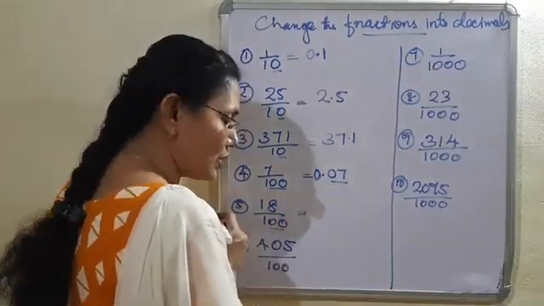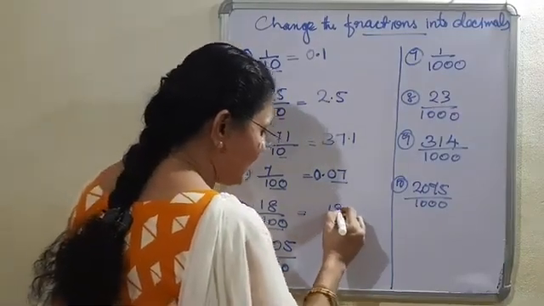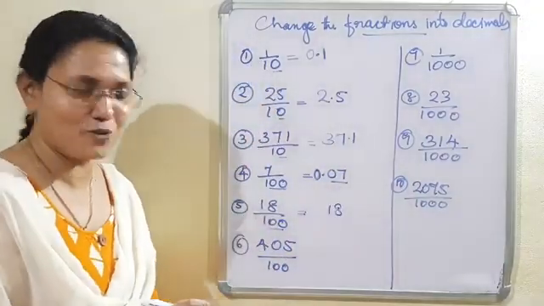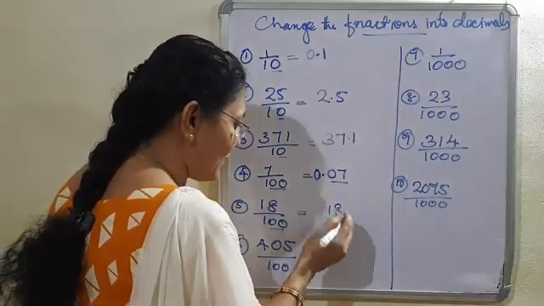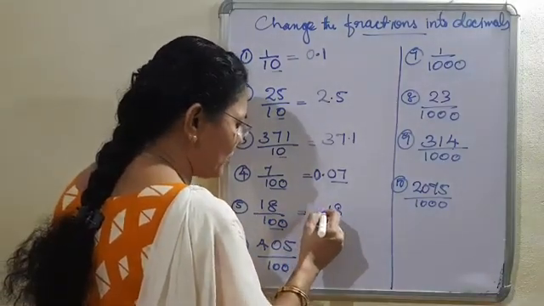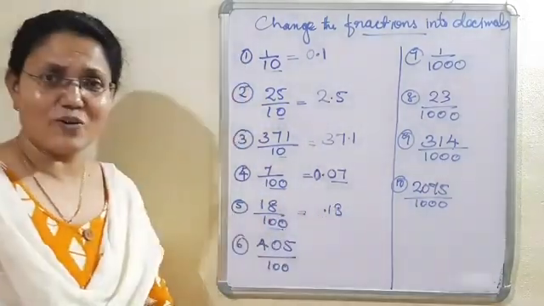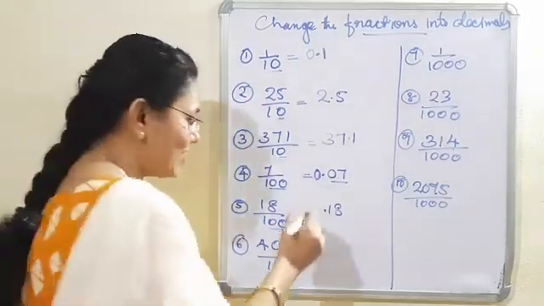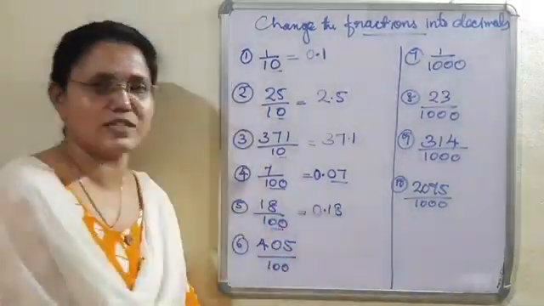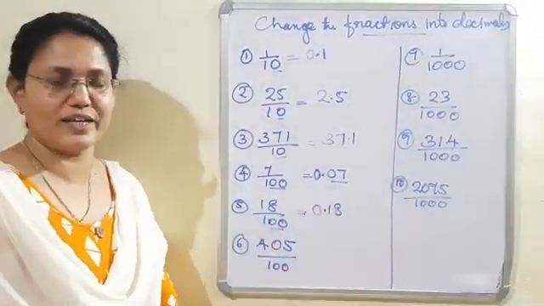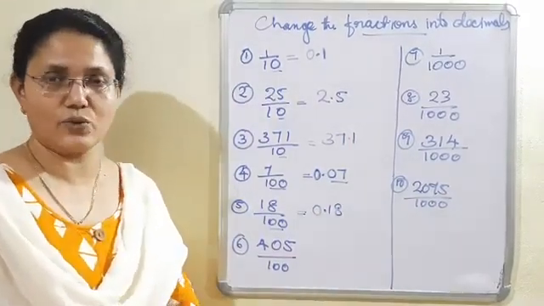Okay, next one, 18 by 100. Here also 2 zeros. I am writing the numerator. 2 decimal places should be there. From right to left, count the 2. Here already 2 are there. Put the decimal point here. Whole number part, nothing. So we can write 0 there, without changing its value. Okay, 0.18.